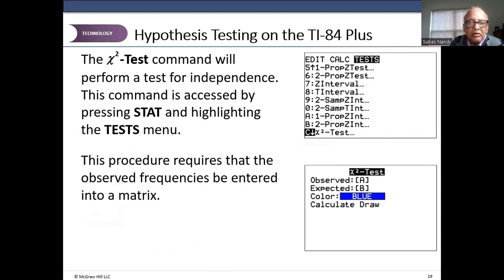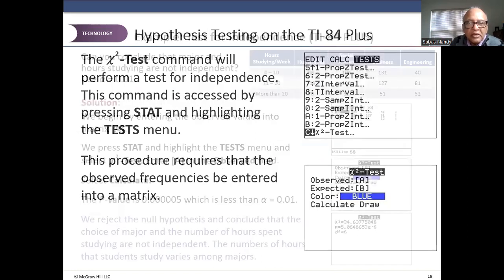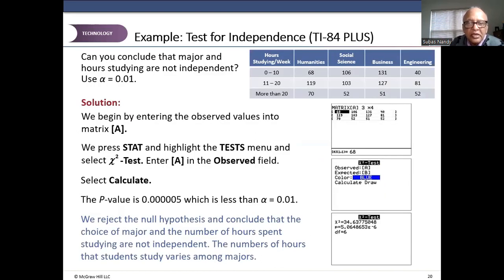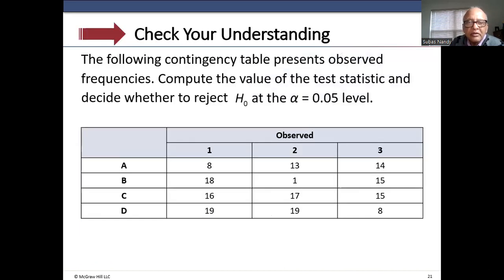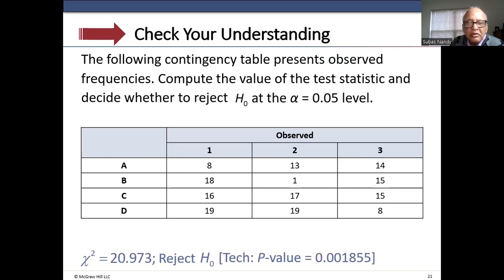So they show you how to get the chi-square stat test, and then you scroll down to chi-square test. Okay. How to enter the data. Matrix A contains the observed data and matrix B contains the expected data. Okay, so here is another problem you can do.